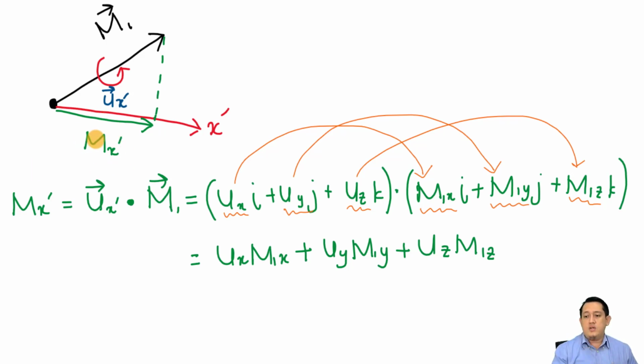About a specific line or axis, using dot product. To calculate the dot product here, you need the unit vector of this new direction or line. So that's all for today.